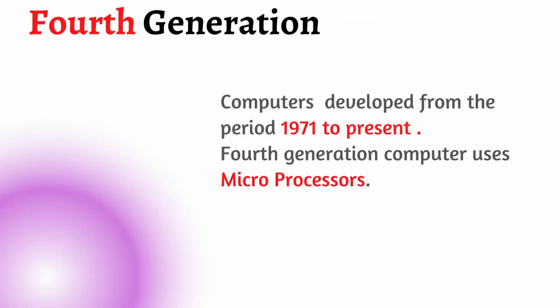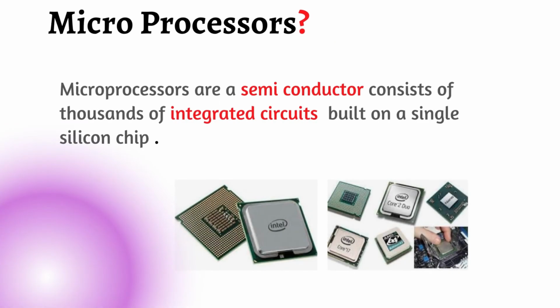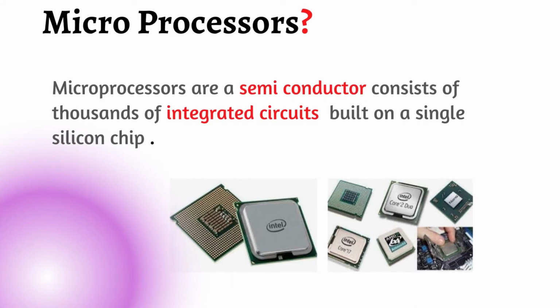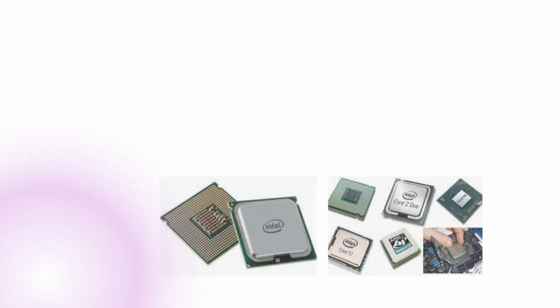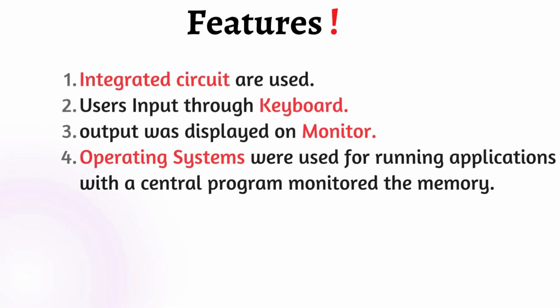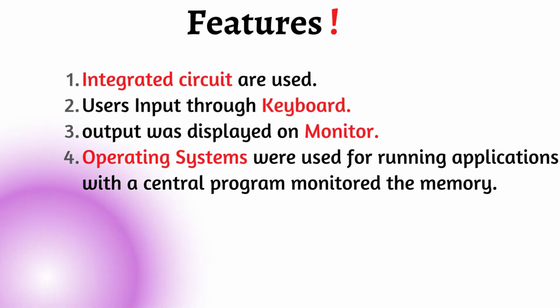Fourth generation. Computers developed from the period 1971 to present. Fourth generation computer uses microprocessors. Microprocessors. Microprocessors are a semiconductor consists of thousands of integrated circuits built on a single silicon chip. Features. Integrated circuit are used. User's input through keyboard. Output was displayed on monitor. Operating systems were used for running applications with a central program monitored the memory.